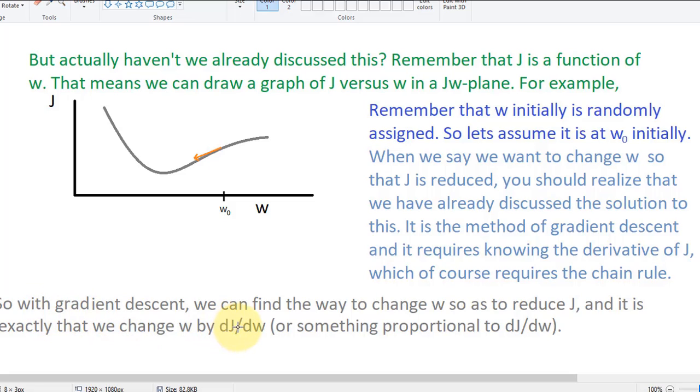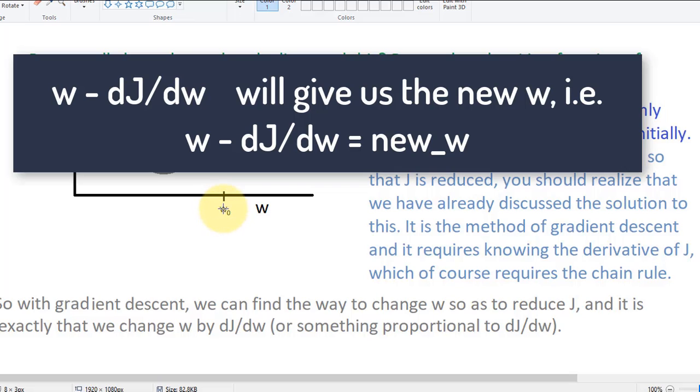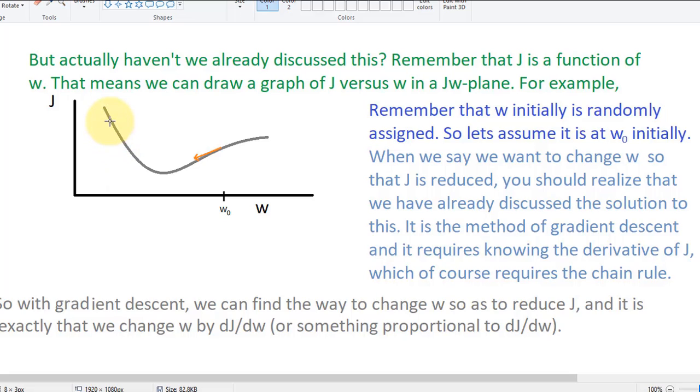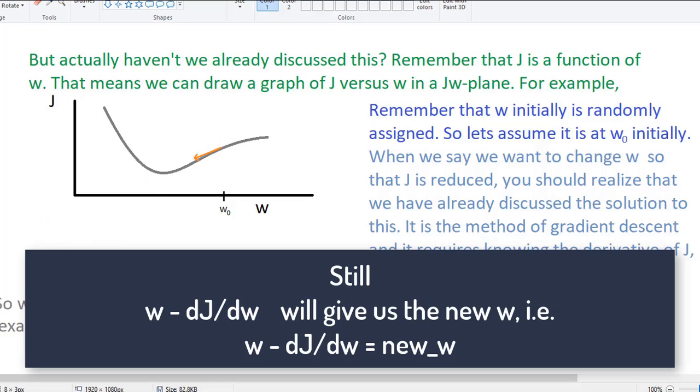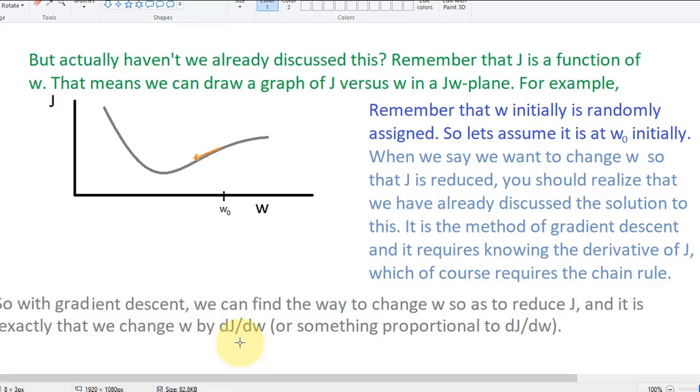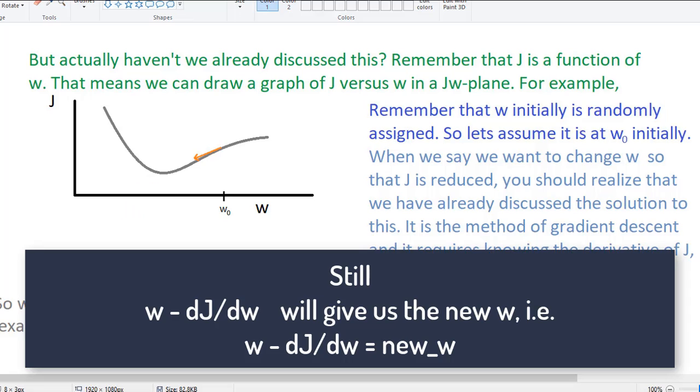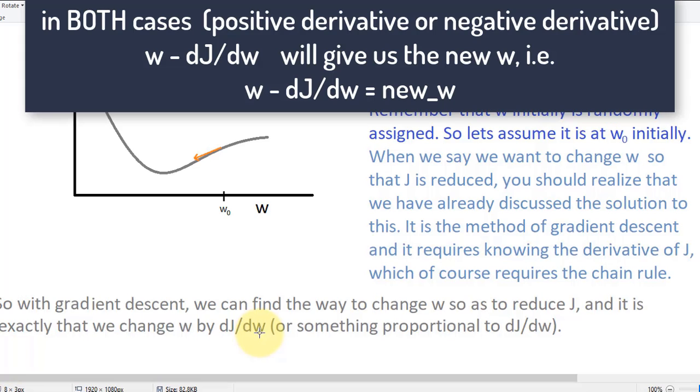So anyway, with gradient descent, we can find the way to change w so as to reduce j. And we're going to change it by dj dw, and then of course the direction, as we said, in this two-dimensional case, depends on whether dj dw is positive or negative. And again, just to repeat, if the slope is positive, that means we're going to move to the left. That means we're going to take w0 and subtract this from it. On the other hand, if it was over here, we said the slope is negative. So in that case, we want to move to the right. So we can subtract the derivative because the derivative is negative. When you subtract a negative, you get a positive, so you're actually moving to the right. So we can say that in this two-dimensional case, we're going to subtract dj dw from the weight to get the new weight.